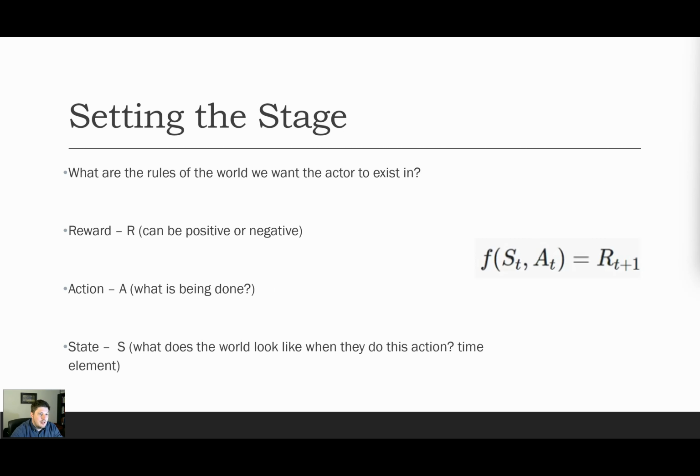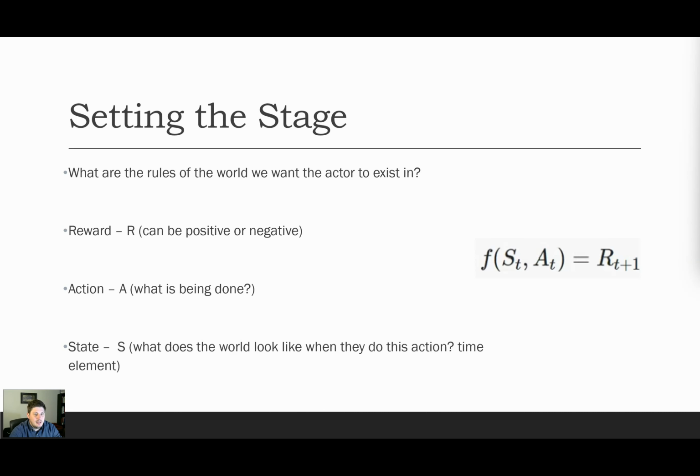The first thing that we need to know is what are the rules of the world we want our actor to exist in. So when we drop this Q function into an environment, what are the rules of the world? Are there barriers? Are there pieces or penalties that we don't want the operator to accomplish? And we're going to do this through three simple pieces: the state, the action, and the reward. And the reward is quite possibly the most important piece because that's going to be how you go about training the actor.